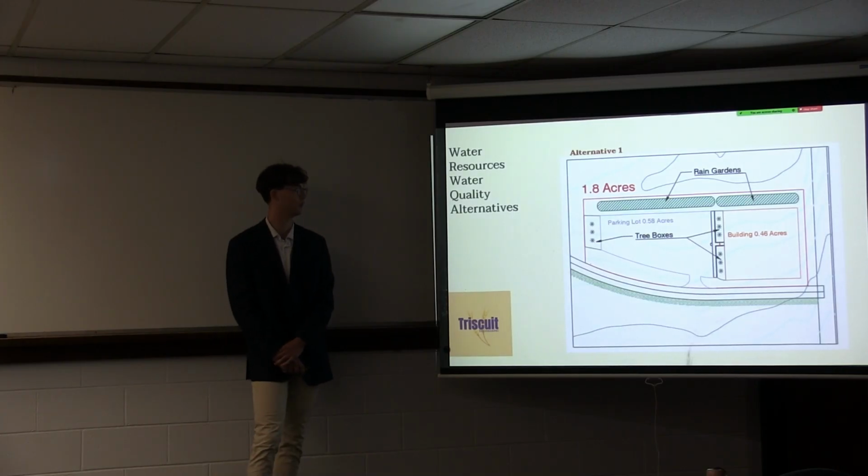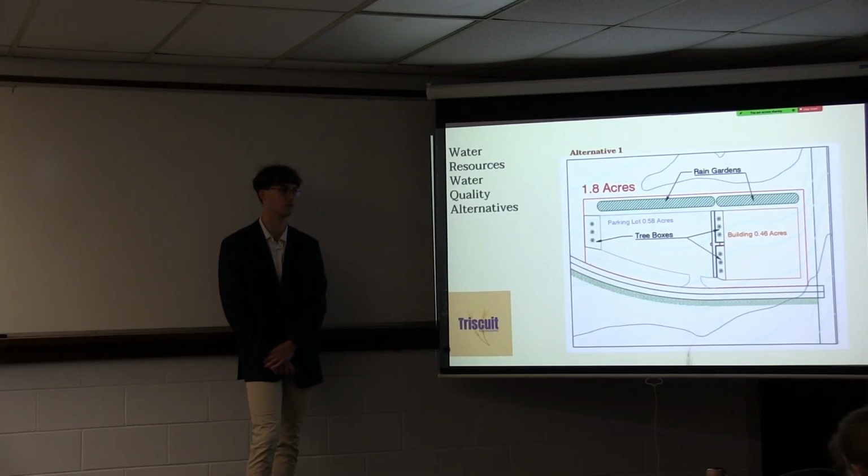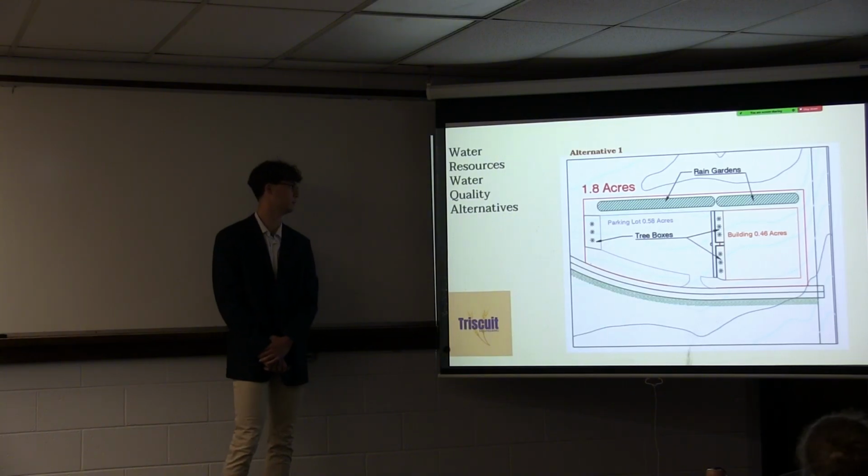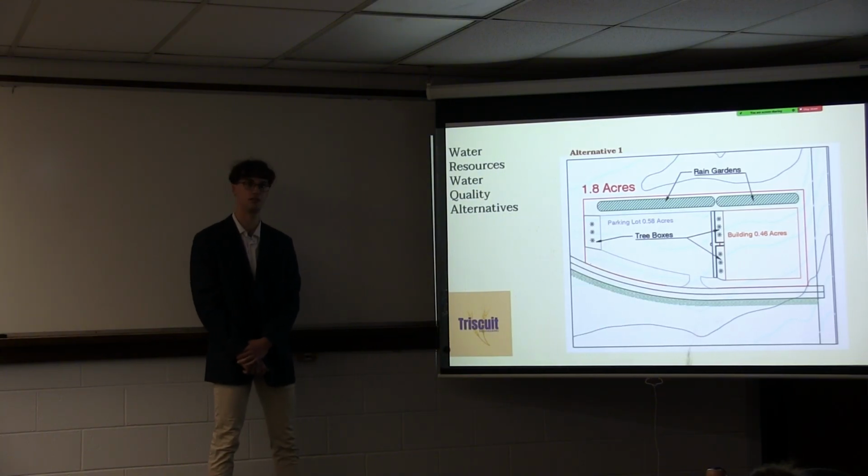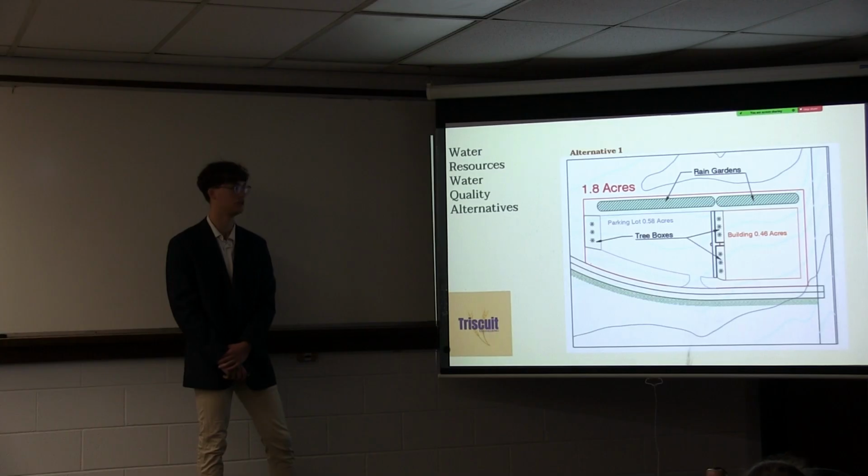Alternative 1 uses rain gardens and tree boxes. This is 2 bioretention BMP alternatives. It's good at removing total suspended solids, particulate phosphorus, and some dissolved phosphorus from the vegetation in it.